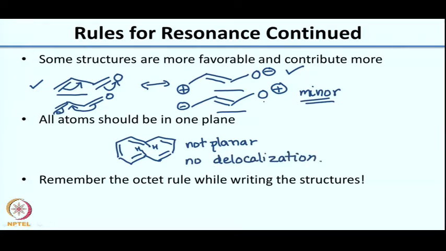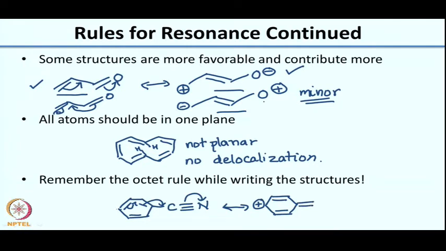Alright. And of course, whenever you write all these structures, you have to ensure that you remember the octet rule. For example, if I were to write the structure, so if I were to write the resonance structure of this, one plausible resonance structure could be, again, because we are moving from this center, I generate a positive charge here. Now I cannot push any more electrons onto nitrogen because I would be violating the octet rule. Alright. So these are the rules for resonance, and as I said, some structures contribute more than the other.